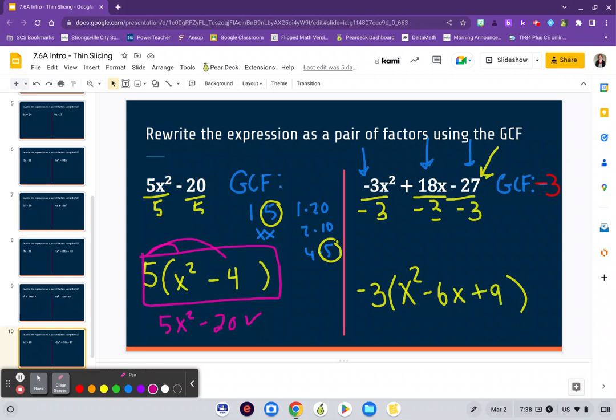And again, you can always check to see if your answer matches the original. Especially with these negatives, you have to make sure that you have the right signs. And that works out. So your final answer are these factors, okay? So your job is to go work on the 7.6a worksheet on finding GCFs and rewriting expressions so that you have factors using that GCF. If you have any questions, let me know.